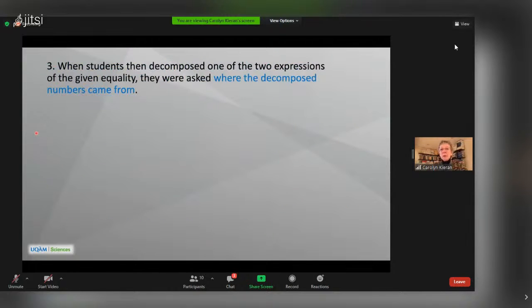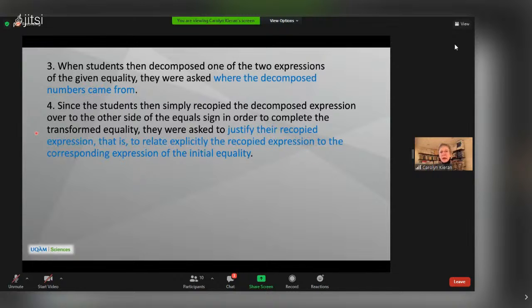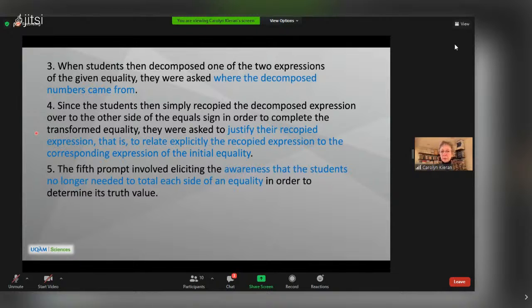When students then decomposed one of the 2 expressions of the given equality, they were asked, where do these decomposed numbers come from? Since the students then simply recopied the decomposed expression over to the other side in order to complete the transformed equality, they were asked to justify their recopied expression. That is, to relate explicitly the recopied expression to the corresponding expression of the initial equality. And the 5th prompt involved eliciting the awareness that the students no longer needed to total each side of an equality in order to determine its truth value.